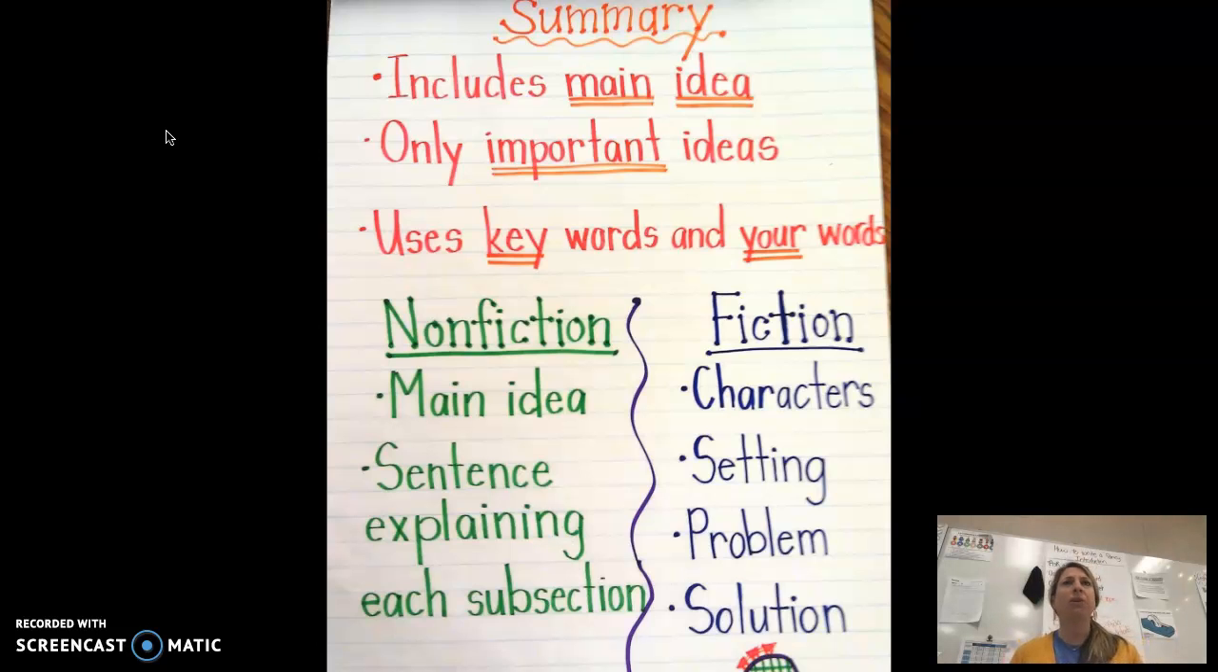Well, I'm really looking for, how do I decide A, B, C, or D summary is the best? So we want to make sure that it has the main idea and it uses only the important ideas, not details. So if you look here, in a fiction story, in our summaries, we want the characters, the setting, the problem, and then how the problem was solved. But in nonfiction, we only want the main idea and then a sentence explaining each subsection.